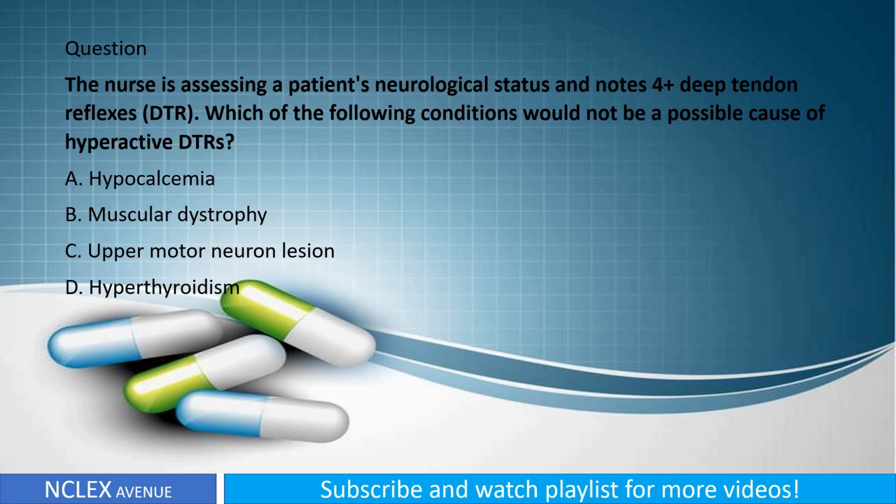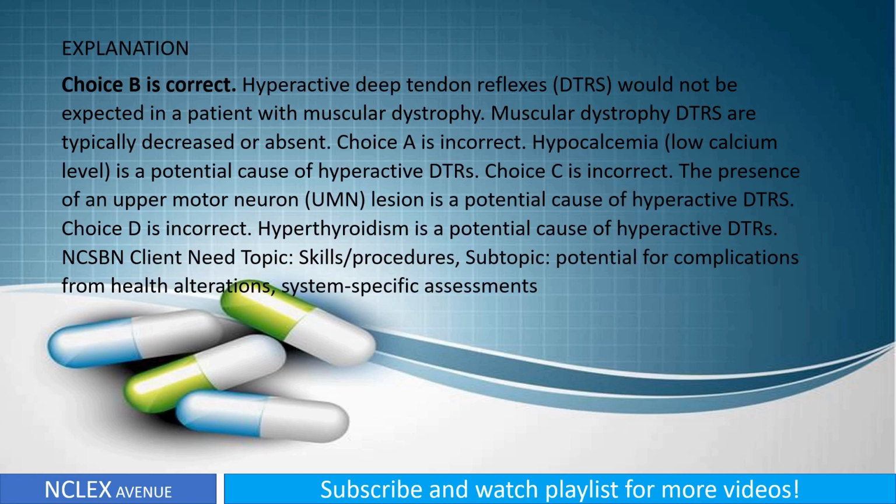Question. The nurse is assessing a patient's neurological status and notes 4+ deep tendon reflexes, DTRs. Which of the following conditions would not be a possible cause of hyperactive DTRs? A. Hypercalcemia. B. Muscular dystrophy. C. Upper motor neuron lesion. D. Hyperthyroidism. Explanation. Choice B is correct.